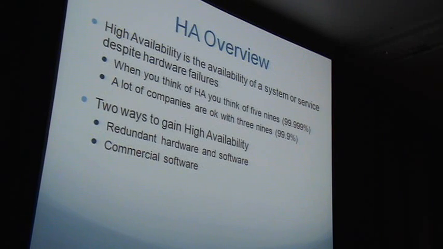So, an HA overview. High availability is the availability of a system or service despite hardware failures. So when you think of HA, you really have to think of the 5 nines of availability. 5 nines is kind of the creme de la creme. We want to do 100%, but I haven't worked on a system yet that hasn't gone down at least once. A lot of companies are okay with 3 nines, especially in Web 2.0. They want something up and running, something there for their customers to actually have available and not always down. Two ways to gain high availability are redundant hardware and software, and then commercial software.